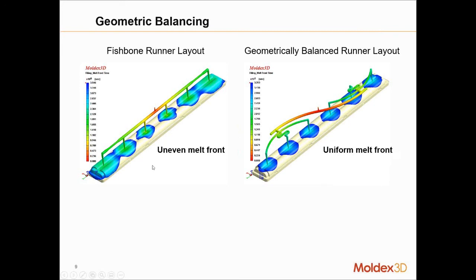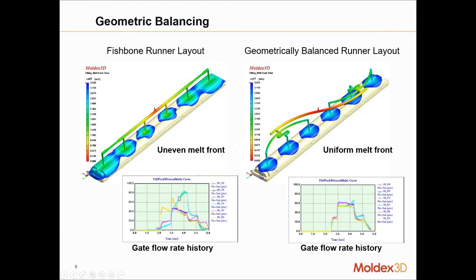Now we can actually lay the flow rate graphs on top of one another, and we can see that for an uneven melt front distribution, or an imbalanced runner like this, the flow rate history curves are not aligning with one another. It's kind of a jumbled up mess, no real alignment there. But once we get a nice uniform melt delivery system, you can see these flow rate curves just lay on top of one another, which is ultimately what we want to see.